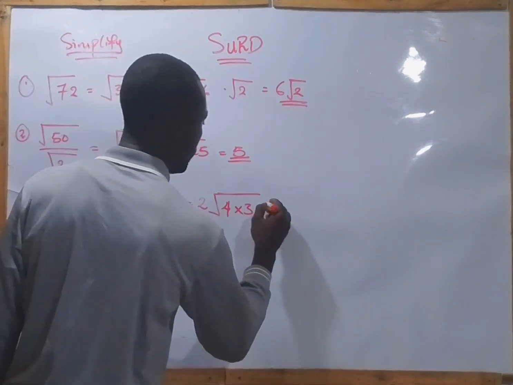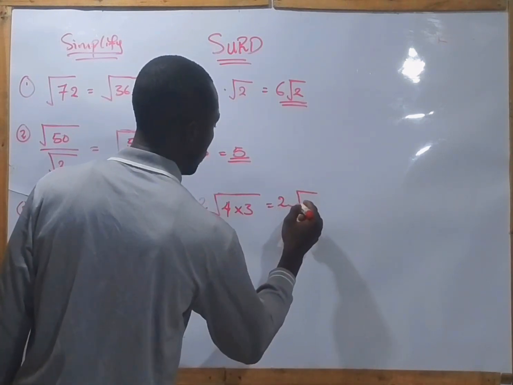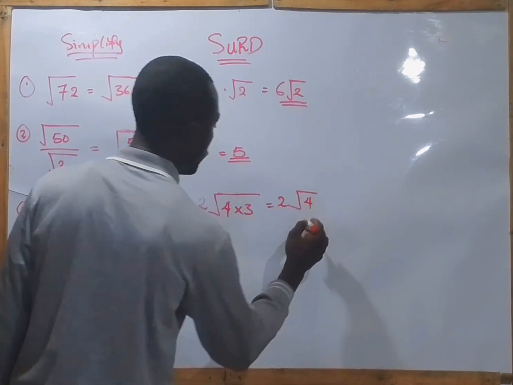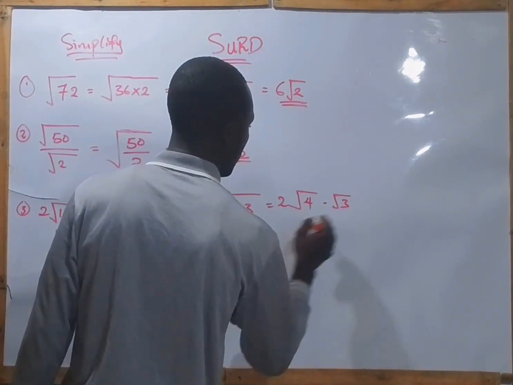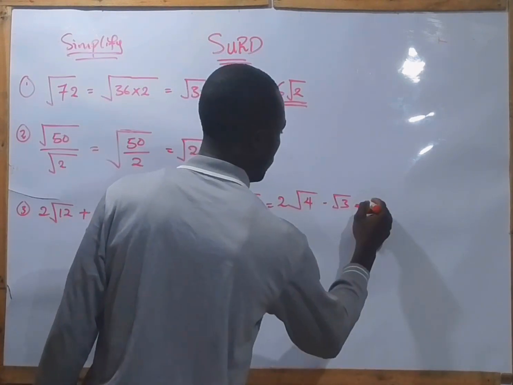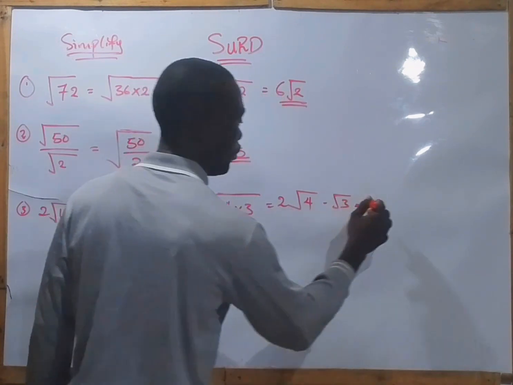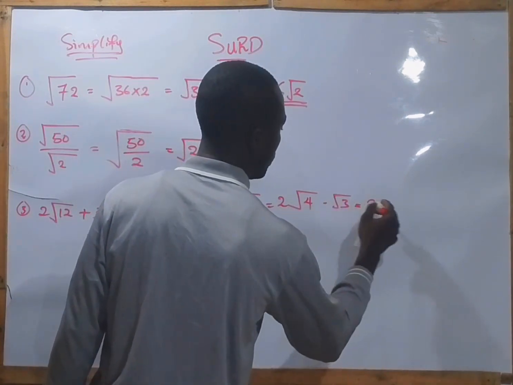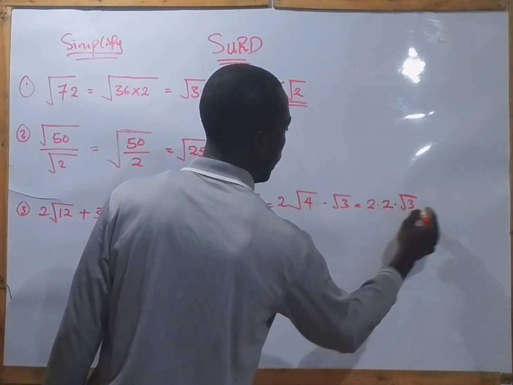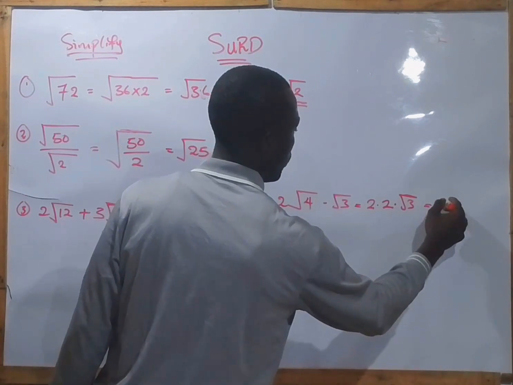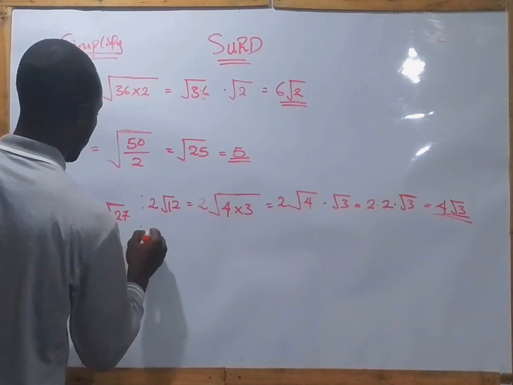You move further and say 2 root 4 times 3. Here, the square root of 4 will give us 2, then times root 3. And here will definitely give us 2 times 2, which is 4 root 3.